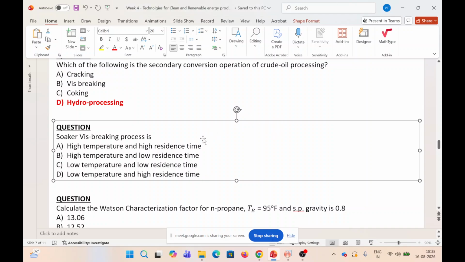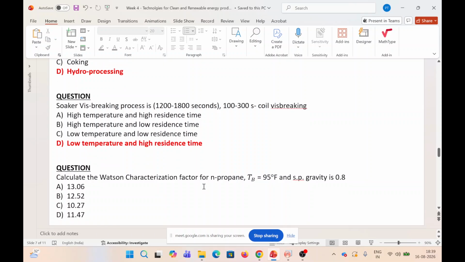So residence time is approximately in the order of 1200 to 1800 seconds. And for coil visbreaking it is in the order of 100 to 300 seconds. So it's a low temperature, high residence time. If you have any questions, let me know, or we will move to the next one.